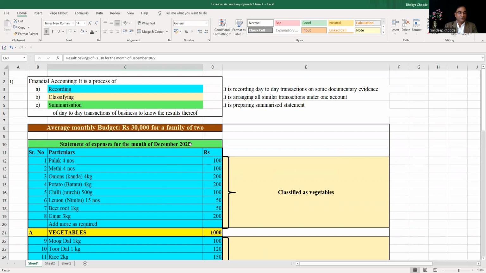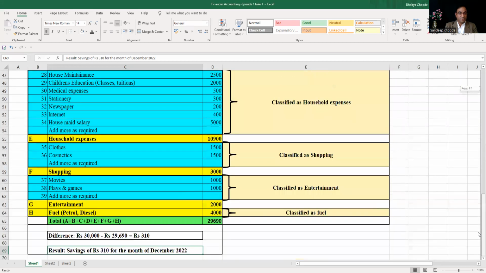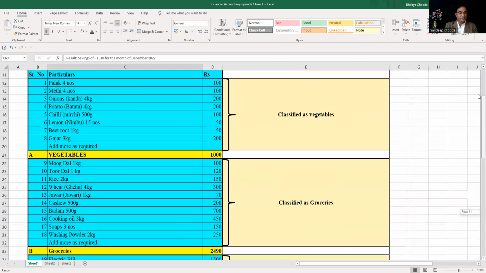Summarization basically gives you a summarized statement of what has happened in the month of December 2022. And if you look at the last part of day-to-day transactions of household activities, in your case, to know the results thereof: the result for the month of December is that you have saved rupees 310 for December 2022. That's it about financial accounting.